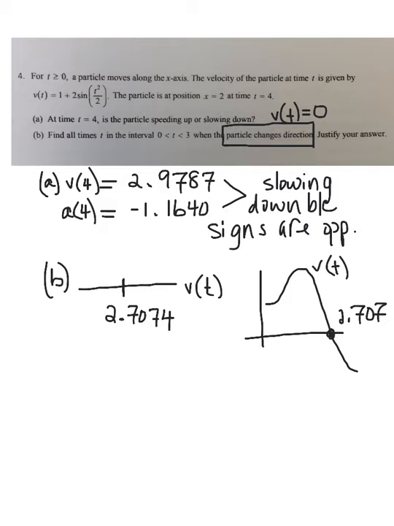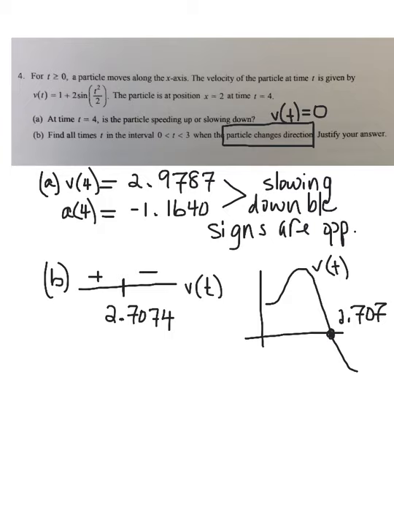So if you look prior to this 0, do you see that the velocity is positive? Okay, because it's above the x-axis. So I'm going to put a plus sign right there. And then if you look to the right of this point, the velocity is negative. So I'm going to put a minus there.